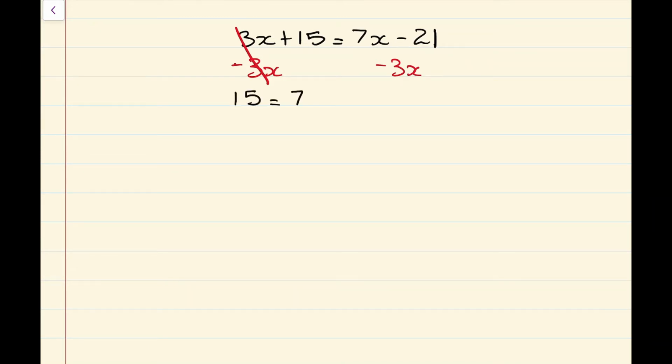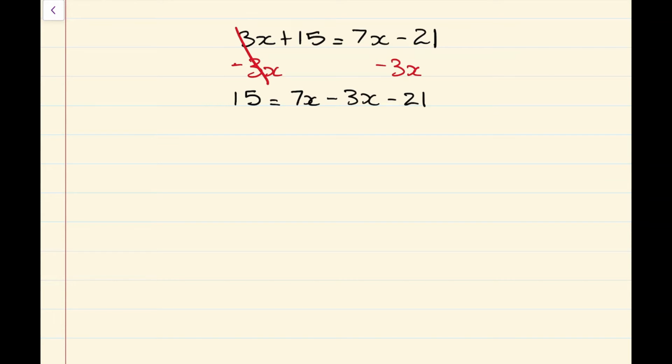Alright guys, so let's get on to the next question, which is going to be 3x plus 15 is equal to 7x minus 21. So what I'm going to do for this question is subtract 3x from both sides of the equation so that we can cancel out the 3x here. So then our resulting equation would be 15 is equal to 7x minus 3x minus 21.